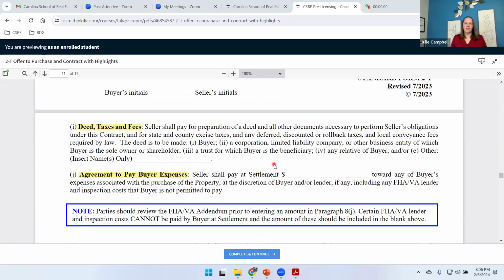Deeds, taxes, and fees. Seller's going to pay for the deed preparation. The attorney's got to prepare the deed, so the seller pays for that. Seller also pays for state and county excise tax. We talked about excise taxes being the seller's responsibility. And then we need to address to the attorney how the deed is going to be made. Is it made to the buyer, corporation, LLC, trust, etc.?